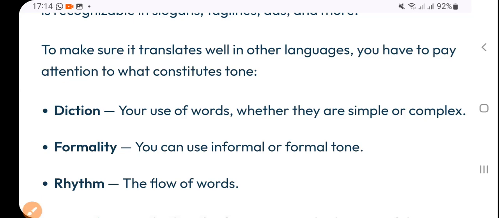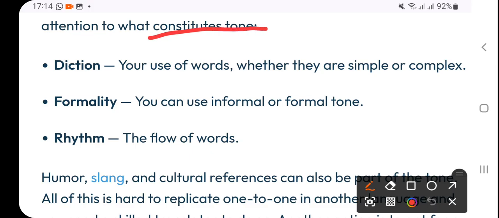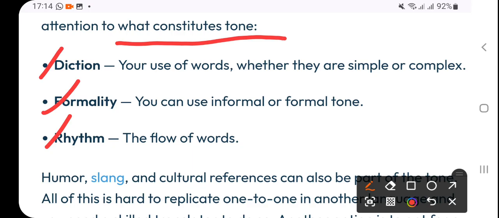Now to make sure it translates well into other languages, you have to pay attention to what constitutes tone. That is very important. What constitutes tone is diction, formality and rhythm. Diction is your use of words, whether they are simple or complex, right? Words simple or complex are called diction. So diction plays a very important role in tone.